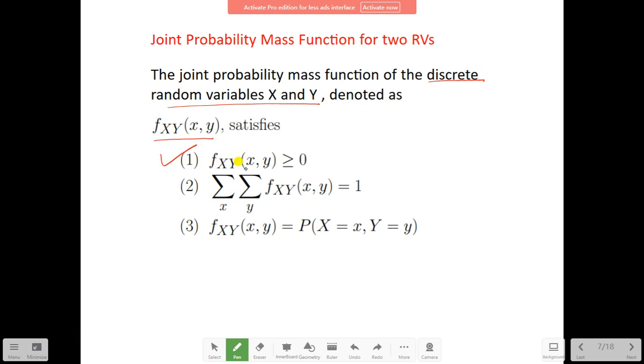First condition, f(x, y) is always greater than or equal to 0. Second condition, the double summation over x and y of f(x, y) is equal to 1. And third condition, f(x, y) is equal to the probability of X equal to x, Y equal to y. So this is the joint probability mass function for the two random variables, and if these three conditions are satisfied, then the function is said to be the probability mass function for two random variables.